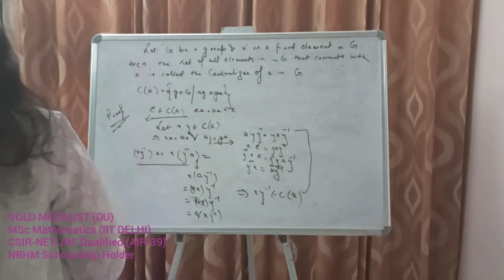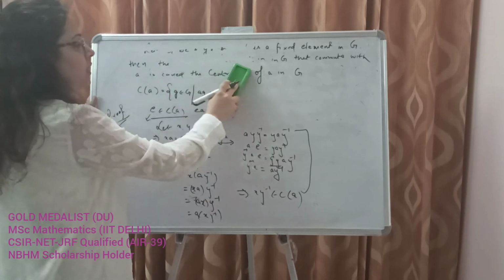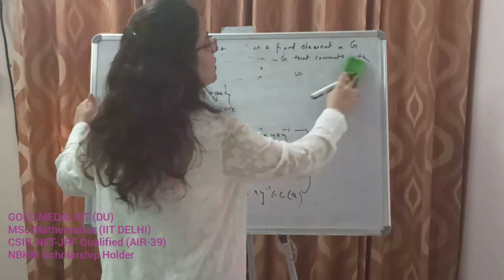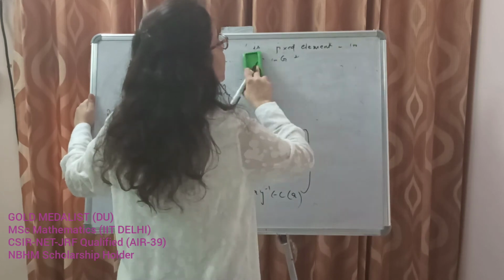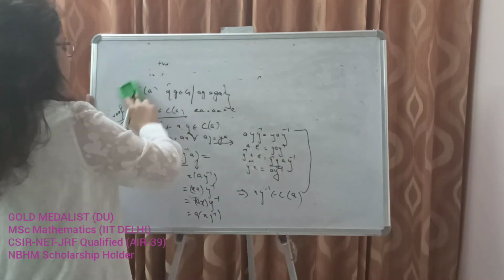Okay. So the center of a group is a set of all elements in G that commute with every element of G. The centralizer of A in G is a set of all elements in G which commute with A, with that particular element.